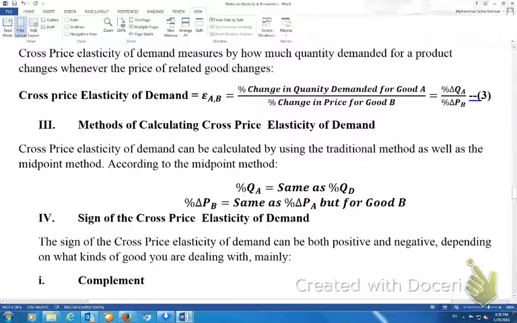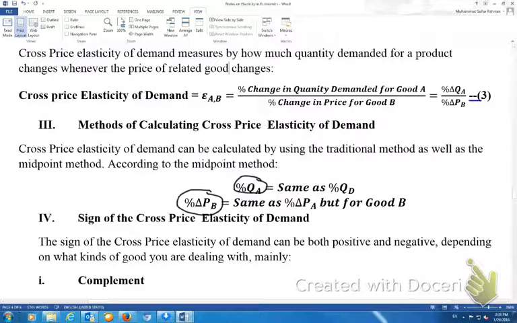Where the percentage change in quantity demanded for good A is going to be identical to how we calculated percentage change in quantity demanded. Now, percentage change in price B will be the same as percentage change in the price of the good in question, but we are going to look at good B, or related goods.